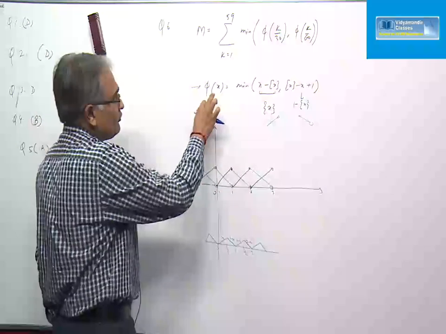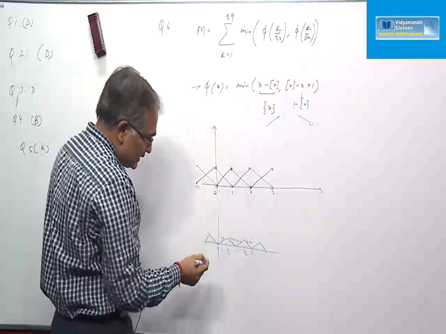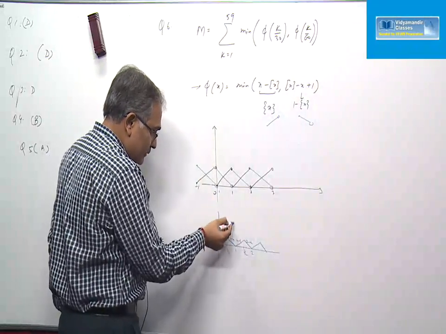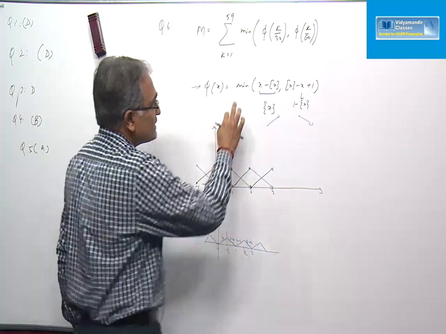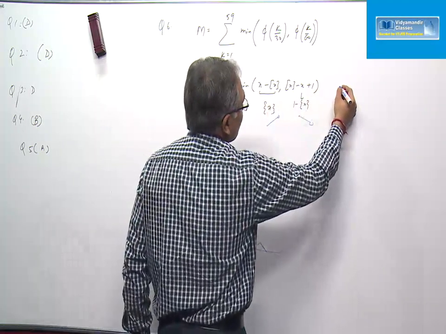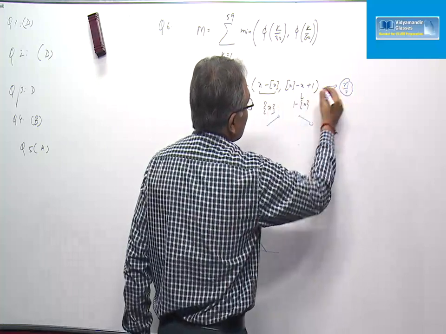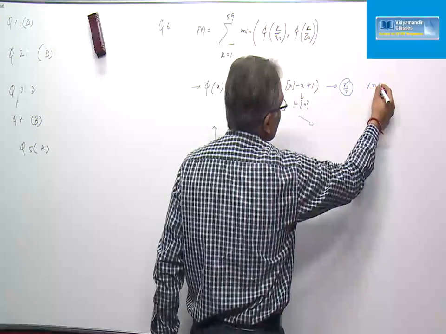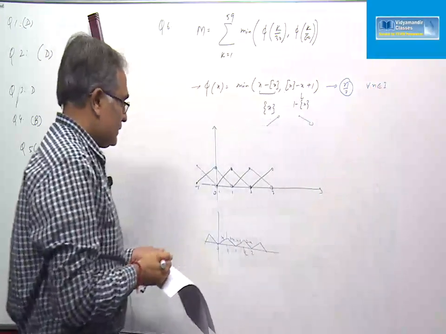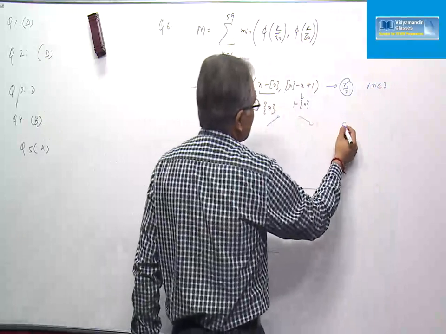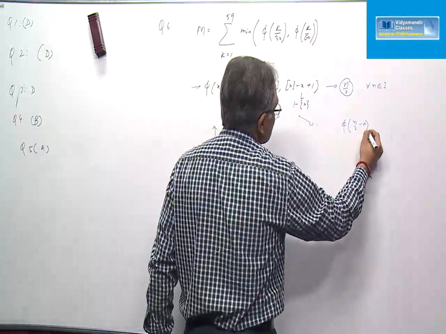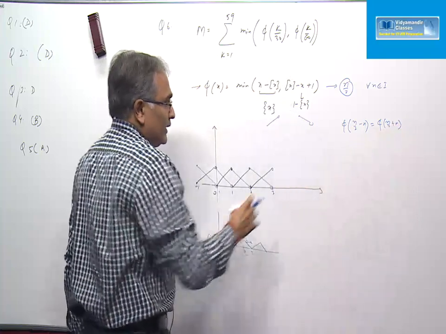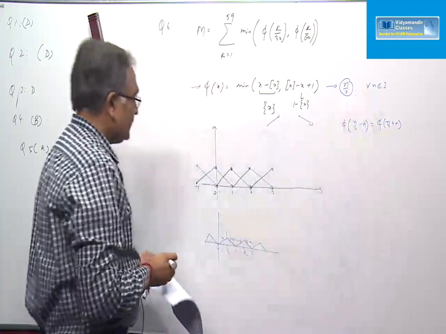Now the graph of function phi x is clearly symmetric about the y axis, symmetric about half as well, symmetric about 1 as well, and so on. That is, it is symmetric about n by 2 for every n belonging to the integers. You can say phi of n by 2 minus x is phi of n by 2 plus x. N can be any integer.